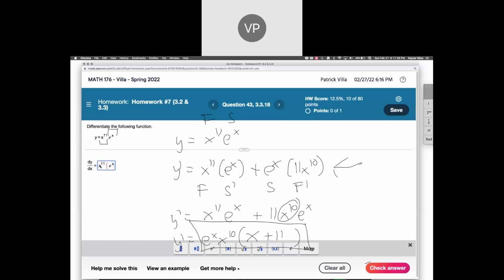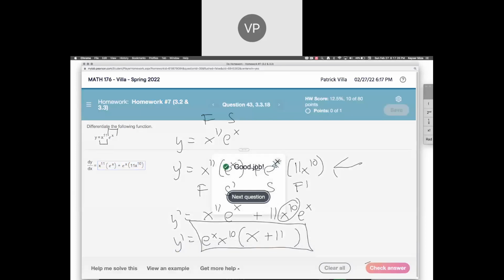So I did this. It may take it because it's technically correct, and it didn't say simplify, but I want you guys to get in the habit of simplifying. And yeah, see, it took it right there.